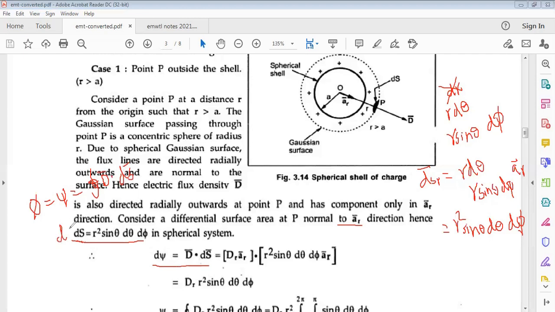The derivative can apply: dψ = dQ = D̄ · dS̄. Now I am taking D̄ as the radial component, D_r ā_r. So dψ = D_r ā_r · r² sinθ dθ dφ ā_r. When I am taking the bar, it means it is a vector and there is a direction also. So ā_r · ā_r is equal to 1, and D_r r² sinθ dθ dφ.